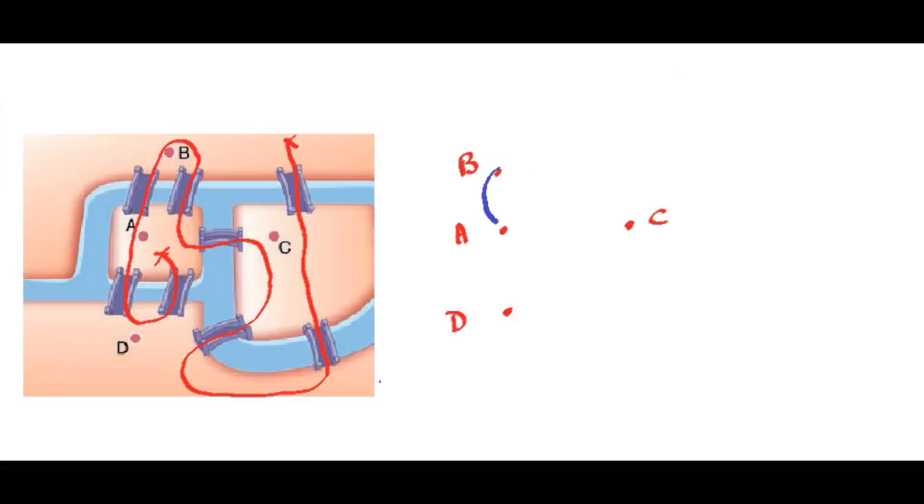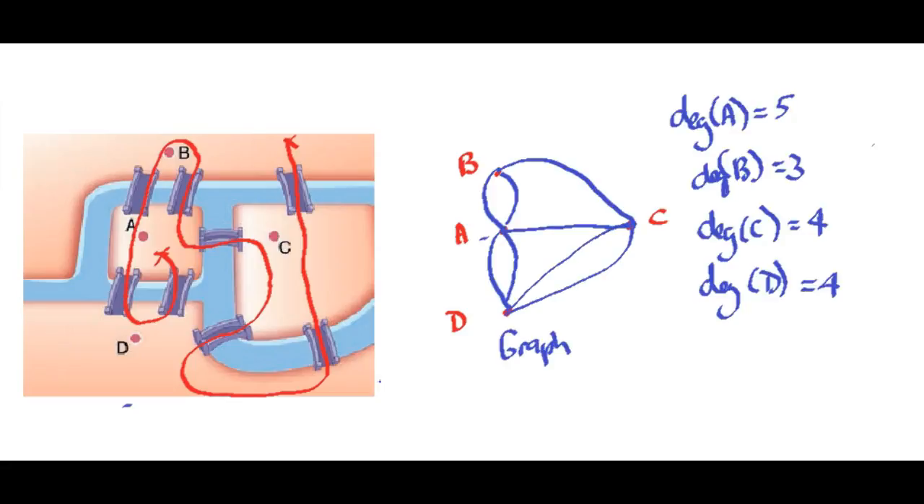To graph the network, we put in the islands and the banks, and we show the bridges between each vertex. So the degree of A is 1, 2, 3, 4, 5 edges come from A. The degree of B is 1, 2, 3. The degree of C is 4. And the degree of D is 1, 2, 3, 4 as well.